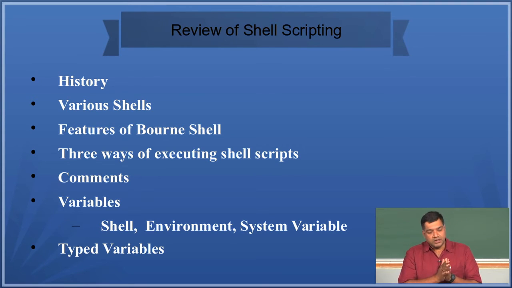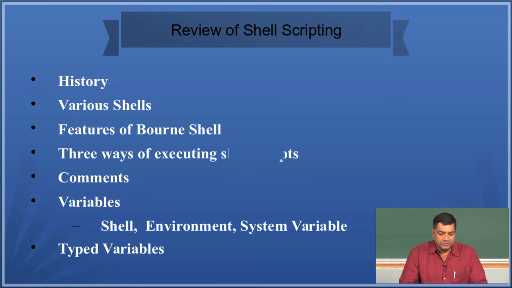We also saw that the variables were of 3 types: the system variable, the environment variable and the shell variables. We had variables like PATH, the internal field separator, LOGNAME and things like that. Whether it is a system variable, an environment variable or a shell variable, you will get used to it as you do more and more programming and start looking at these variables.